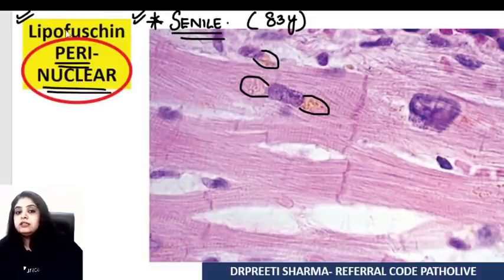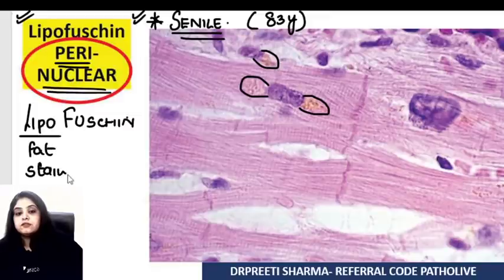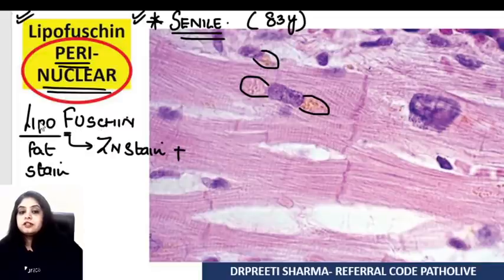Coming to the next, if I ask you what are the special stains for lipofuscin, there's a very easy way of learning it. I hope you all remember from the crash course that we did. Lipo will remind you of all the fat stains. So yes, this is going to be positive for all the fatty stains, which I'll tell you in exactly a minute. And fuscin will remind you of acid fast. What is that stain which makes something acid fast? That is ZN stain. So please remember, lipofuscin is lipo and fast, lipid and ZN stain positive.